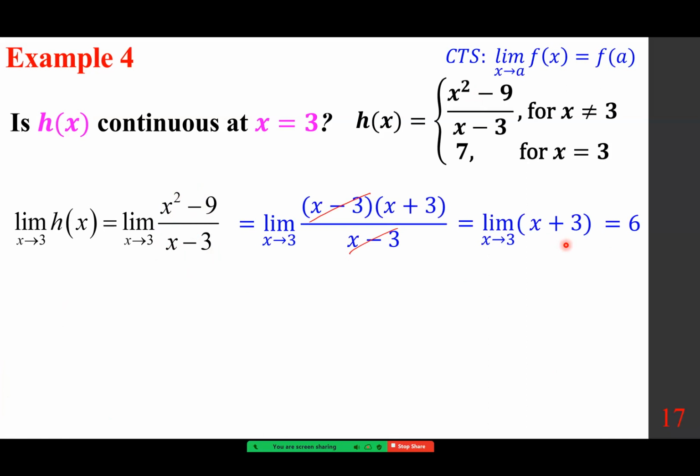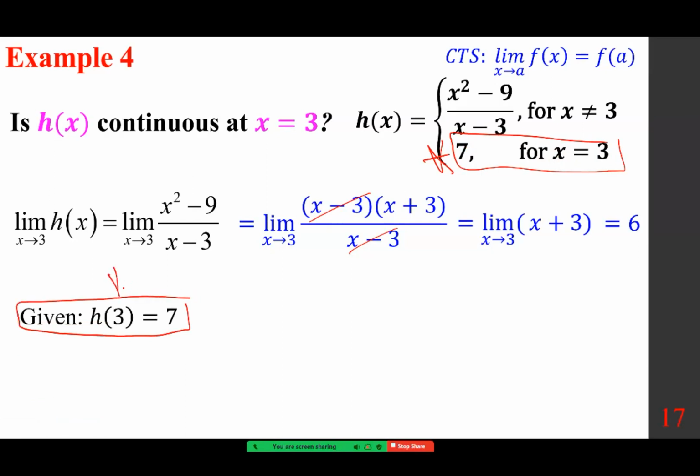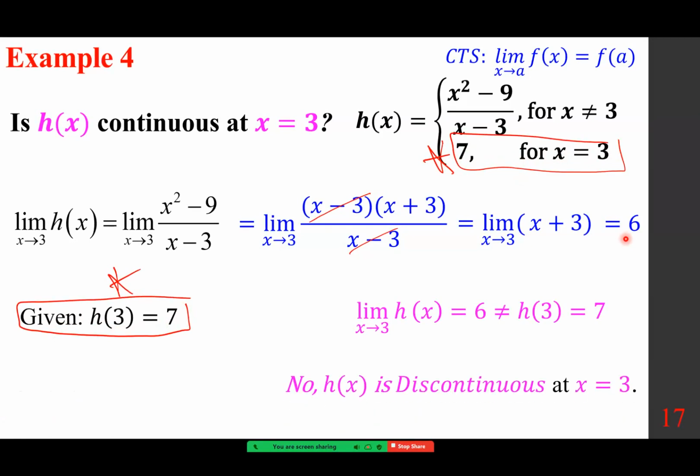However, what is given? What is the meaning of this? The meaning of this h of 3 is 7. That's the meaning of it, class. This means this, okay? H of 3 is 7 according to this. Is this equal to the limit? No. Therefore, h of x is discontinuous at x equals 3.